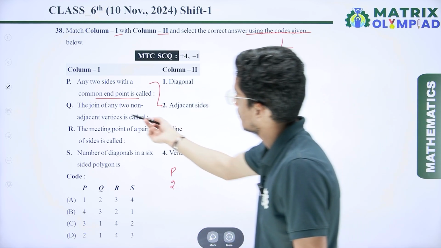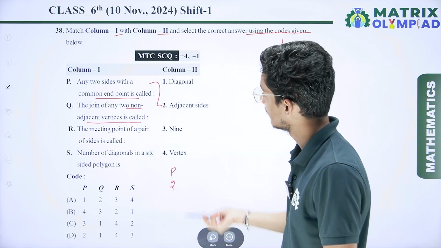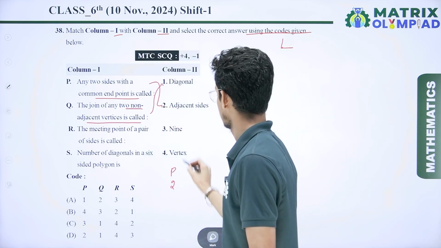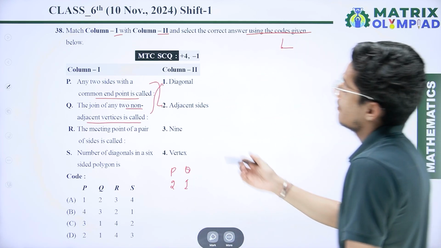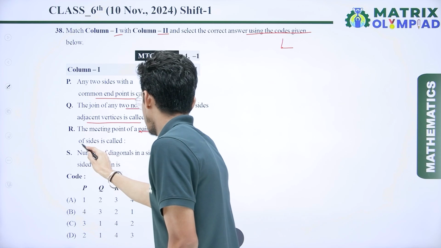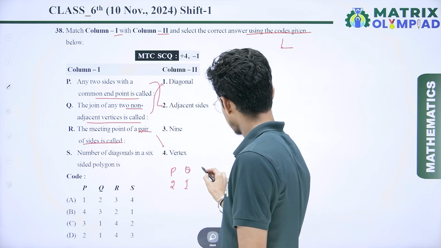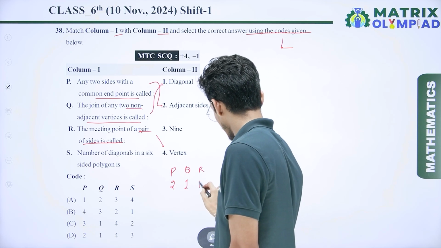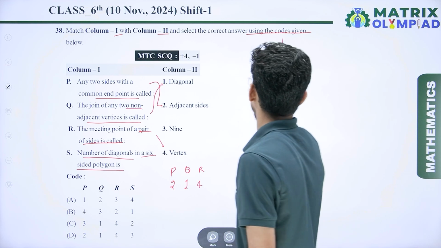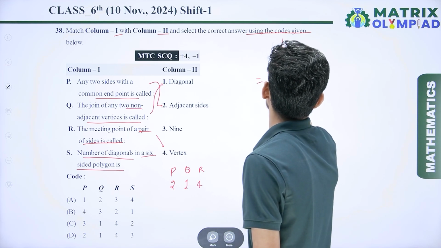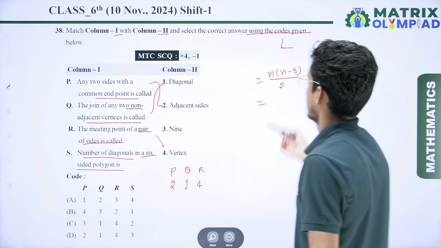Now next one, the join of any two non-adjacent vertices is called diagonal. It means Q is connected to 1. So Q is connected to 1. The third one, the meeting point of a pair of sides is called vertices. It means R is connected to 4. And last one, the number of diagonals in a 6-sided polygon. So for number of diagonals we have the formula n(n minus 3) divided by 2. So here n is the number of sides.